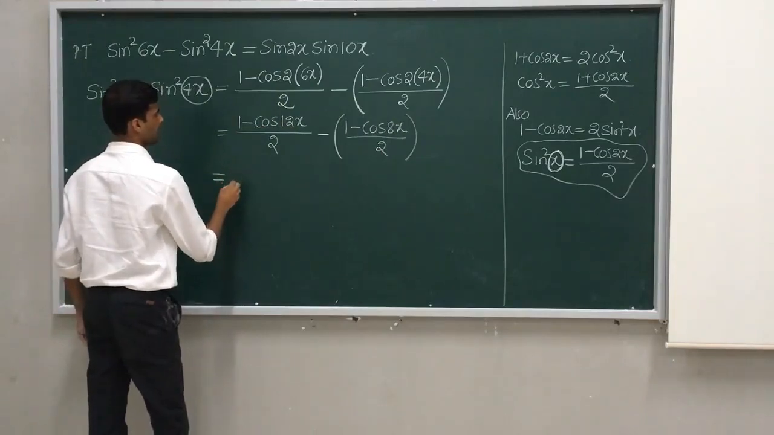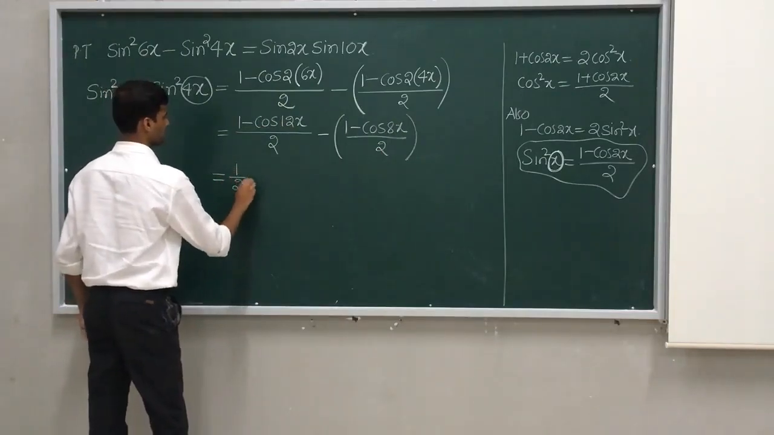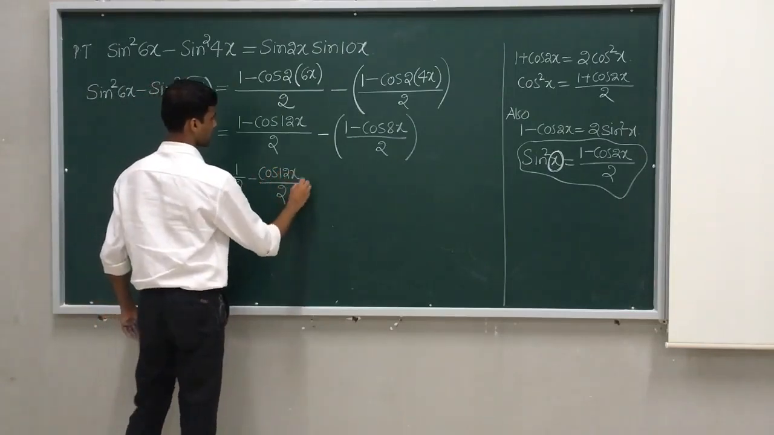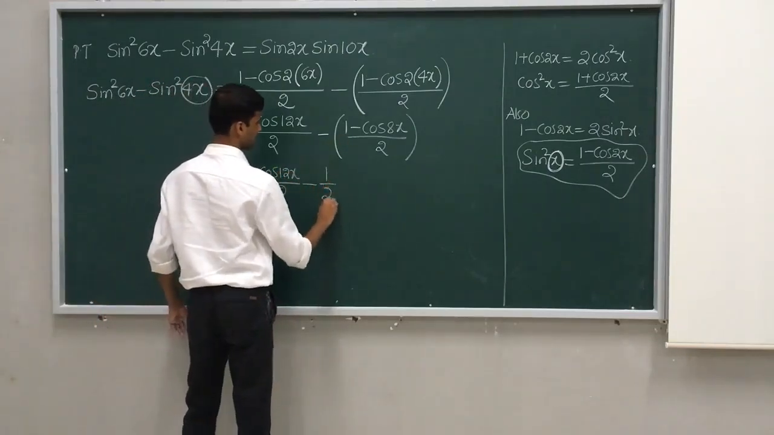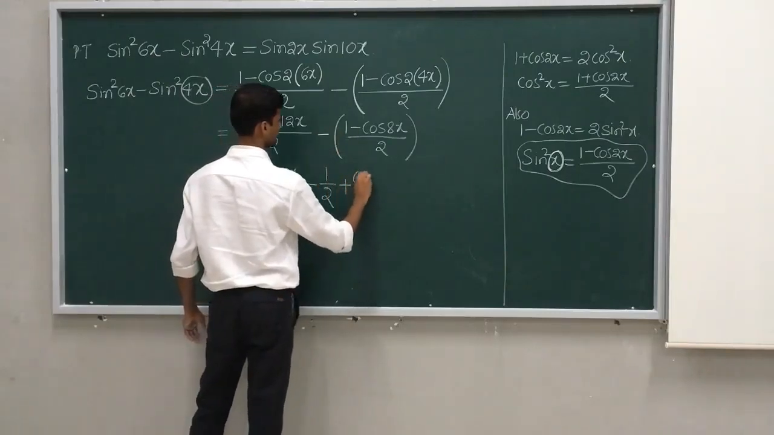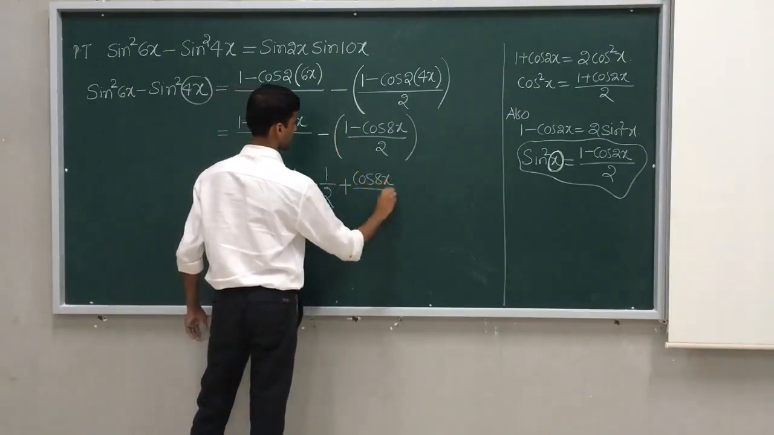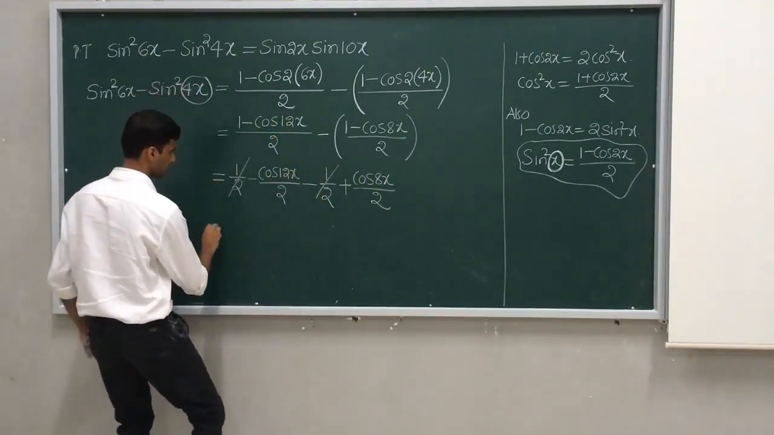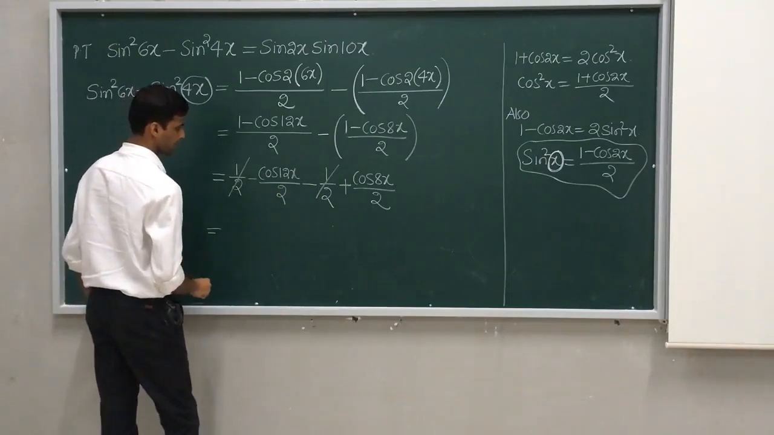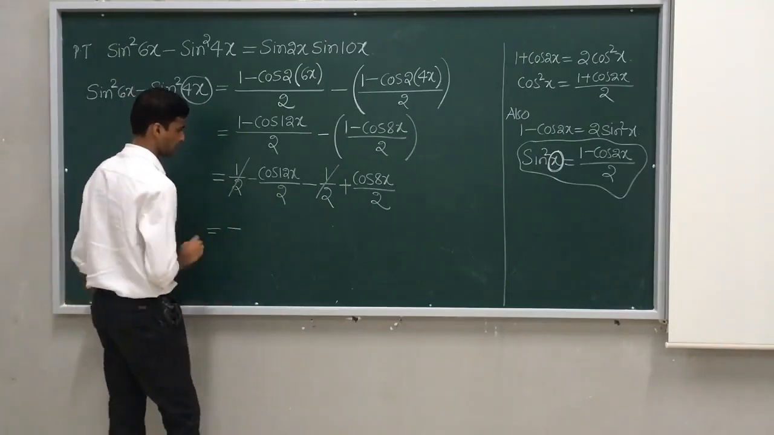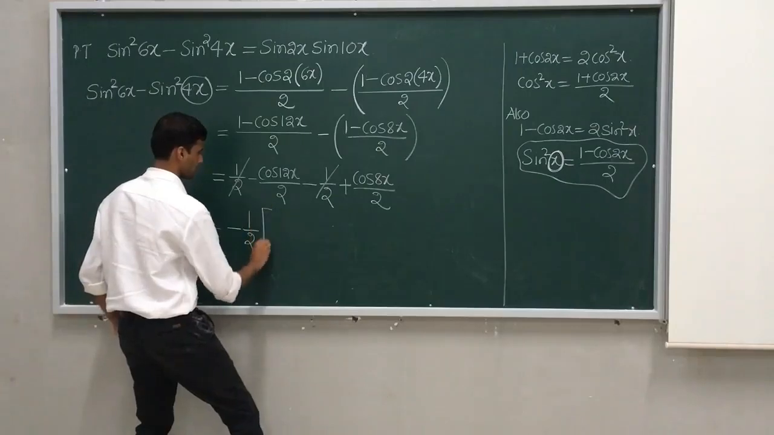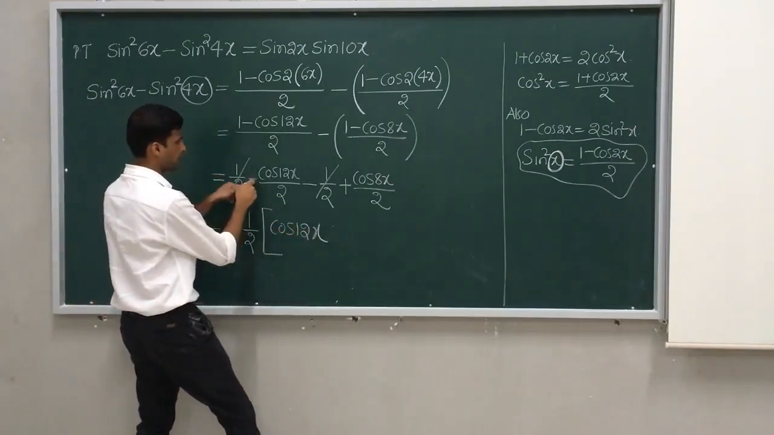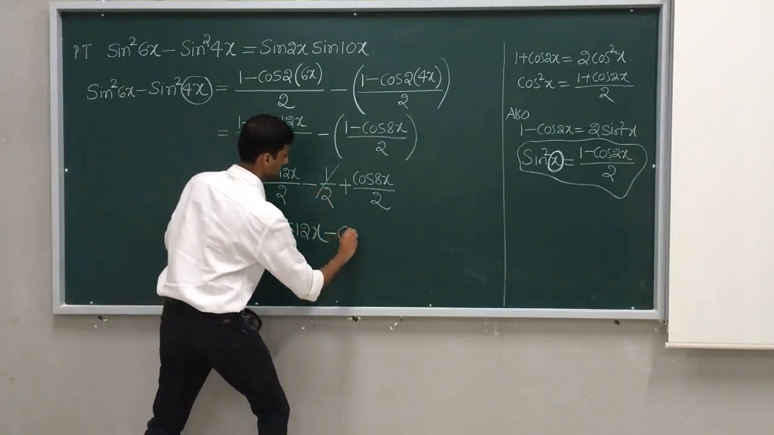Then I will take 1 by 2 minus cos 12x by 2. I will multiply minus 1 by 2. Minus becomes plus cos 8x by 2. So plus 1 by 2 minus 1 by 2 cancels. Then I take minus 1 by 2 common, so I am left with cos 12x. If you take minus common, here you have minus, here you have plus, it becomes cos 8x.